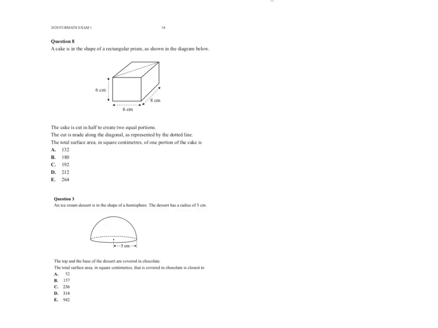Okay, so a cake is in the shape of a rectangular prism as shown. The cake is cut in half to create 2 equal portions. The cut is made along the diagonal as represented by the line. Find the total surface area in square meters of one portion of the cake. So let's draw what our piece will look like. We've now got a triangular prism here.